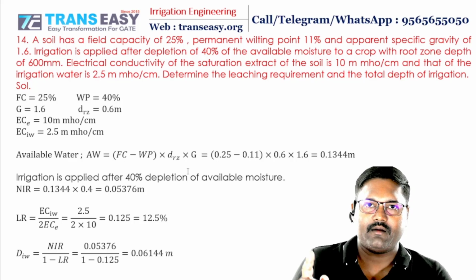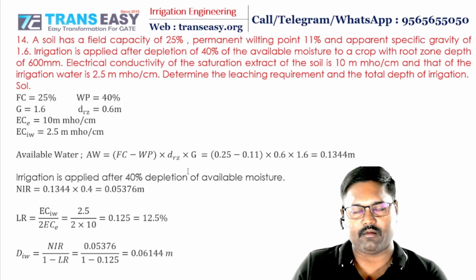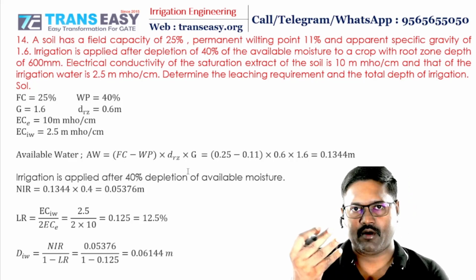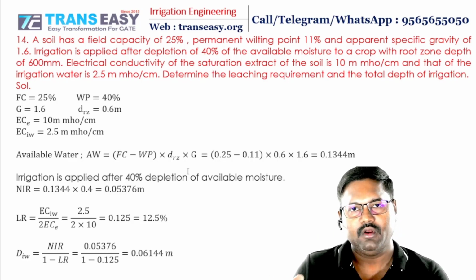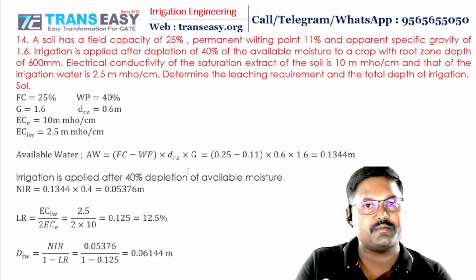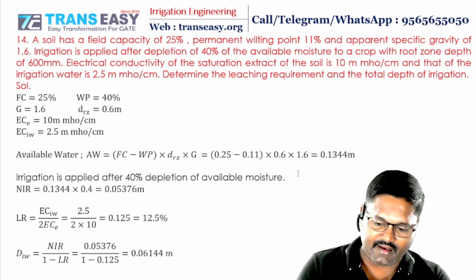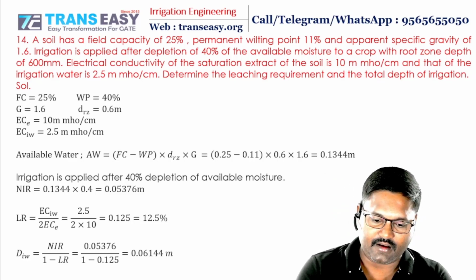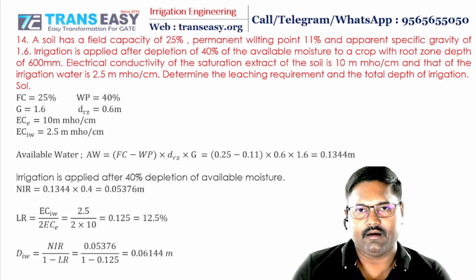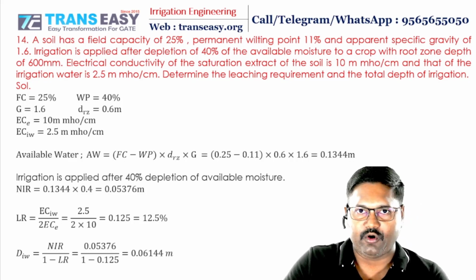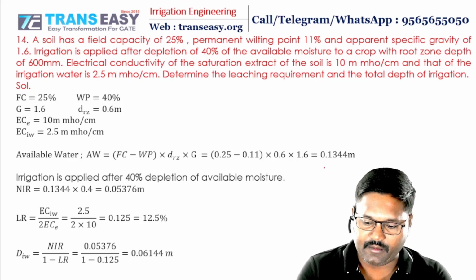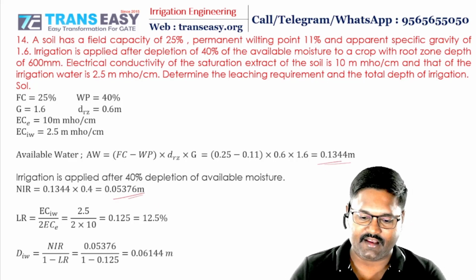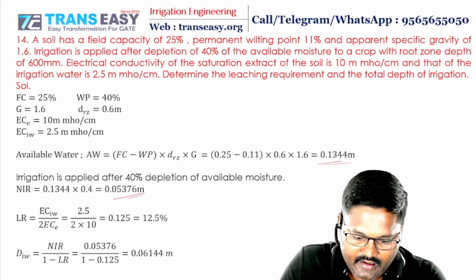So wilting point, field capacity, both are given, so we can calculate available water depth, field capacity minus wilting point upon 100 into depth of root zone into apparent specific gravity. So this is available water, right? Depletion of available water is only 40% of its value, right? So net irrigation requirement is 40% of this value. This is net irrigation requirement, right? We read next information.